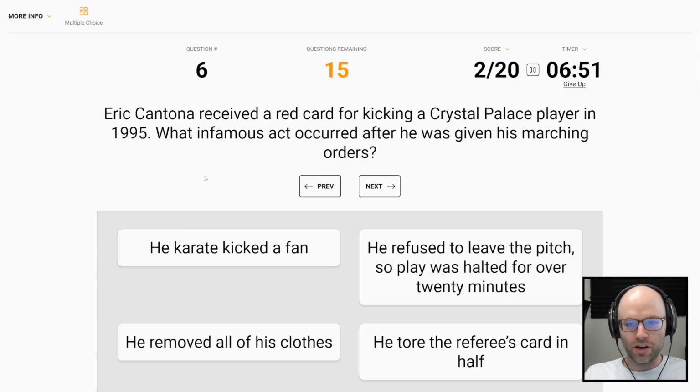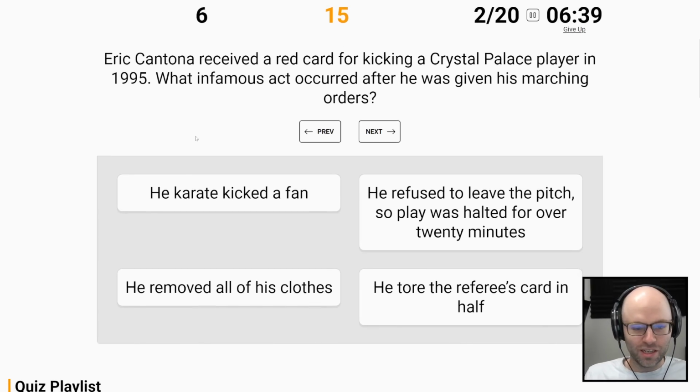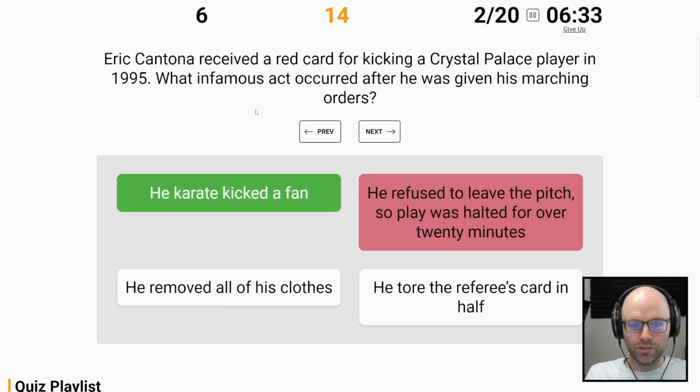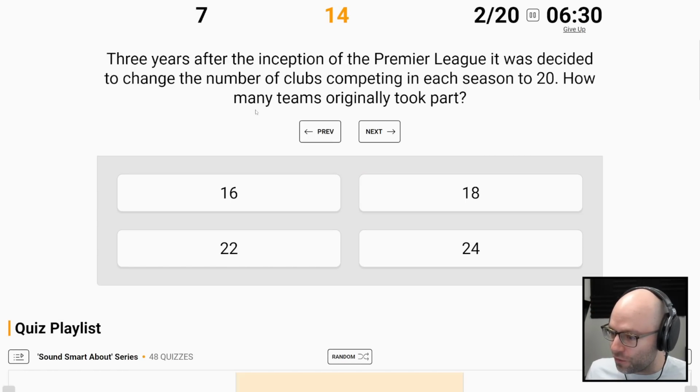Eric Cantona received a red card for kicking a Crystal Palace player in 1995. What infamous act occurred after he was given his marching orders? He karate kicked a fan. He refused to leave the pitch, so play was halted for over 20 minutes. He removed all of his clothes, or he tore the referee's card in half. He refused to leave the pitch. He karate kicked a fan? I thought that was like the one from Who Wants to Be a Millionaire, where they're always like, what's 1 + 1? 0, 1, 2, or my butthole. He kicked a fan? You gotta watch it. It's insane. Holy cow. I had no idea.